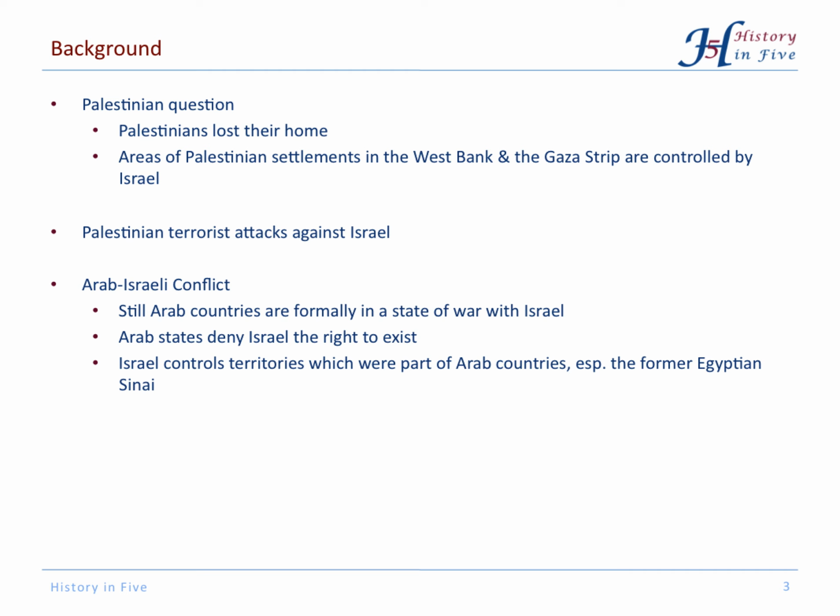The second conflict is the Arab-Israeli conflict. All Arab nations were still in a state of war with Israel, at least formally, and they denied Israel the right to exist. Furthermore, Israel controlled several territories that were formerly part of her Arab neighbors.